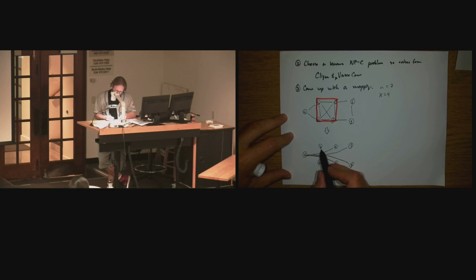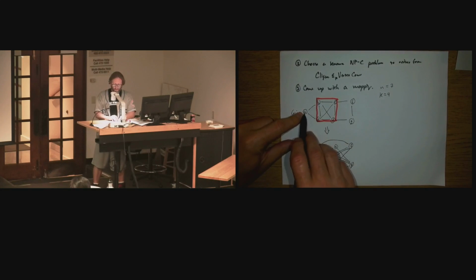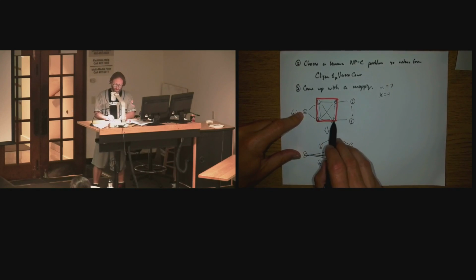B will be connected to F and G. D will be connected to G and F. C will be connected to G, and it's already connected to A. And E will be connected to F. I think I got them all. What graph did I just draw? If this is G, what was I doing? I looked at A and I said A is connected to B and A is connected to D. So I won't connect them over here. A is not connected to C, E, F, and G, so I will connect them all over here.